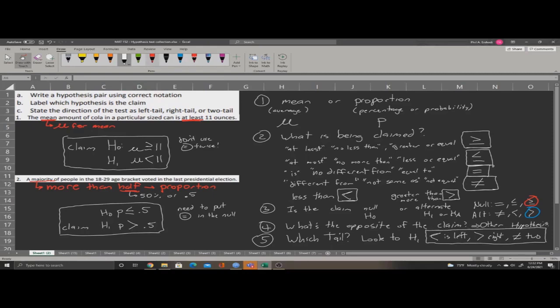Let us look to our alternate hypotheses. In problem 1, we have a less than sign. Therefore, we can say this is a left tail test. In problem 2, we have a greater than sign. This means that we're doing a right tail test. If either of these had said not equal to, this would have been a two-tailed test.